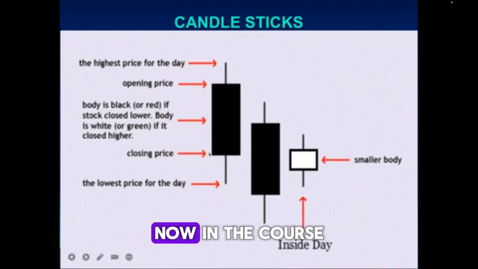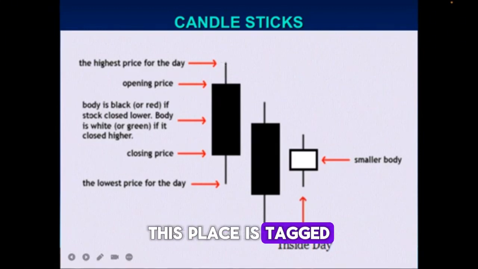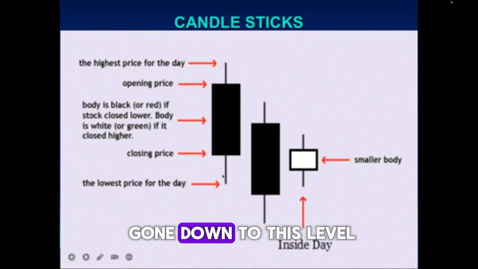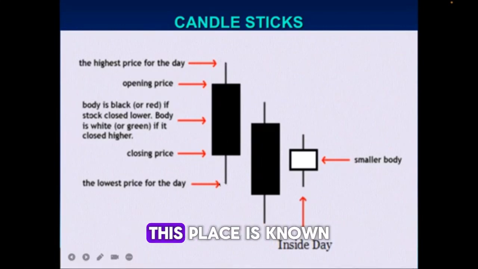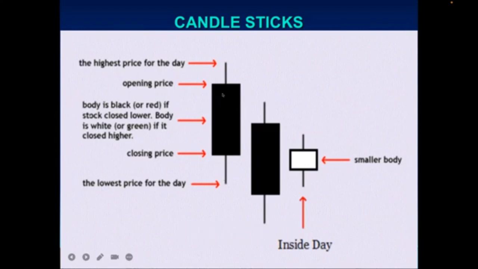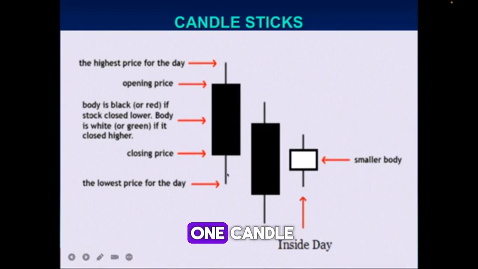All right. Now, in the course of the day, price has gone up, down, up, down. At a point, price went up to this level. When it gets to this level, this place is termed the highest price for the day. And it might have gone down to this level. This place is known as the lowest price of the day. So within this one candle, guys, a lot of money has been made and a lot of losses have also been made within just this one candle.